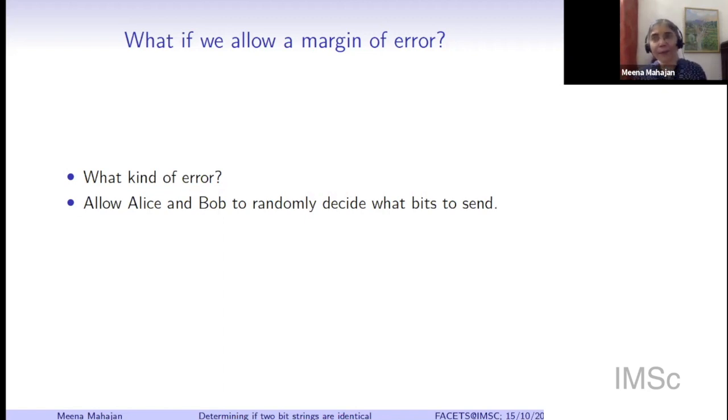So if they are also allowed to make some random decisions along the way, then what may happen is that on the same input X, Y, where Alice has X and Bob has Y, exactly the same input, for some random choices they end up saying, okay, the inputs are equal, and for some other random choices they say, oh, the inputs are not equal.